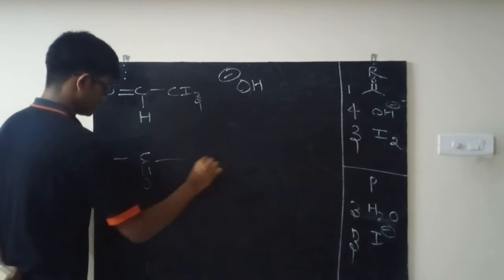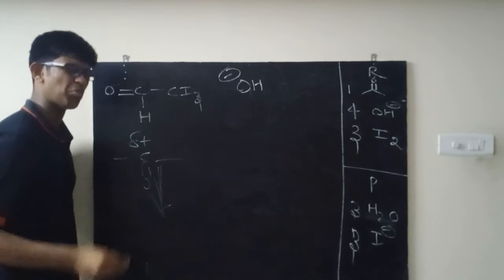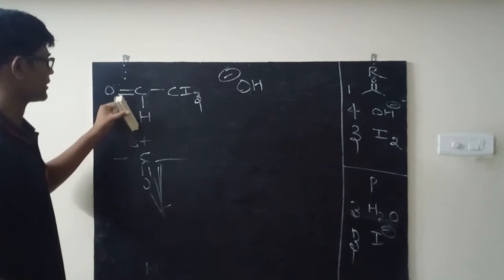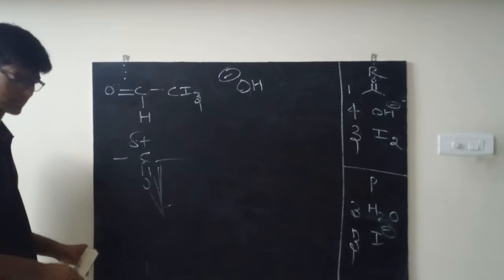C double bond O something. This guy is always pulling electrons downwards, so the carbon always has a delta positive. Most reactions you will see in the aldehyde chapter, the first step will be a nucleophile attacking the carbonyl carbon atom. It always happens.